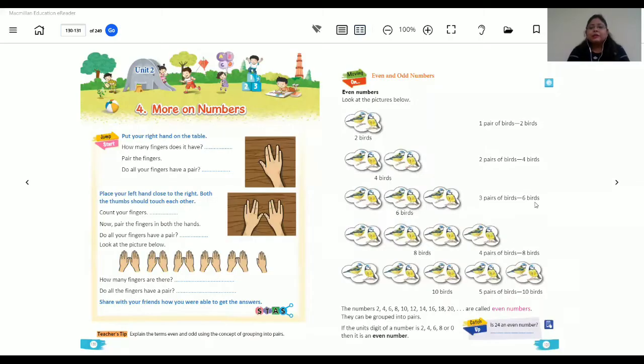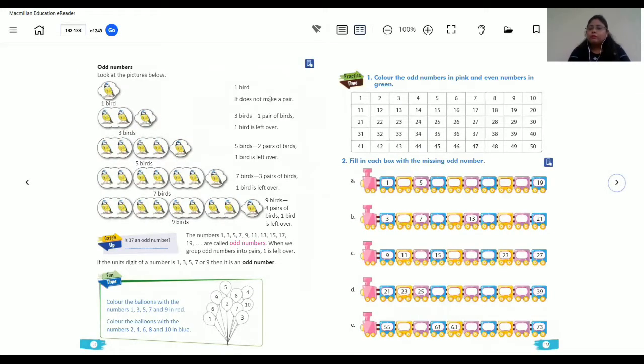The first thing is that in previous videos we learned about even and odd numbers. When numbers are in pairs, such numbers are called even numbers. For example, here we have two birds. These two are in a pair. Again, four birds, six birds, eight birds, and 10 birds. So these are all even numbers. Now look at the odd numbers. Here we have only one bird. So one bird has no pair, and that's why we call it an odd number. So one bird, three birds, 5, 7 or 9, these are all examples of odd numbers.